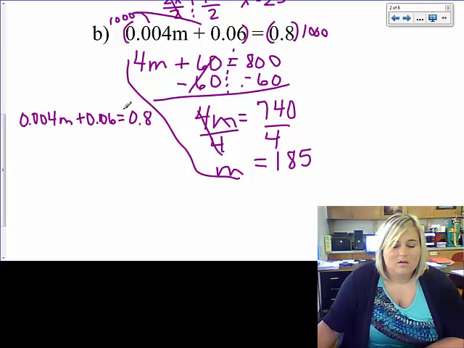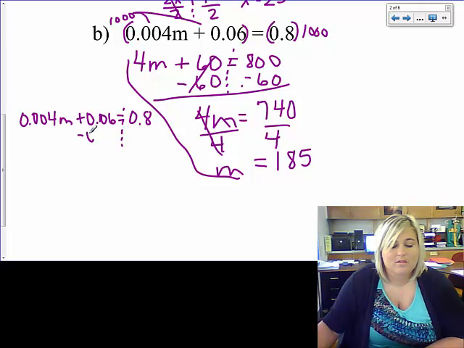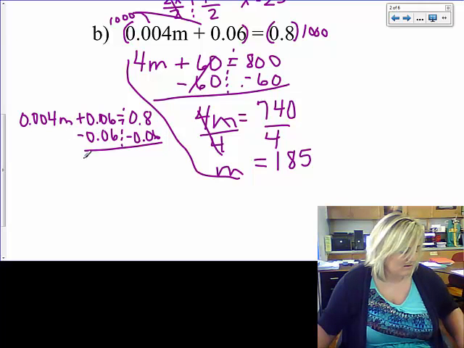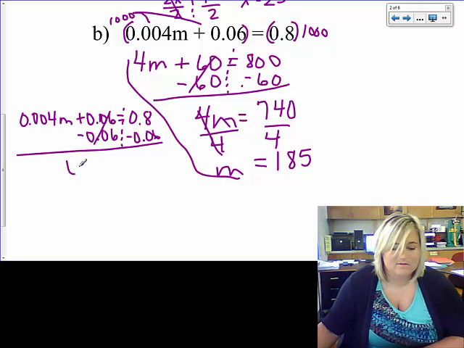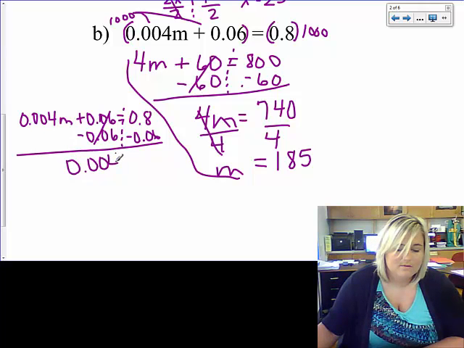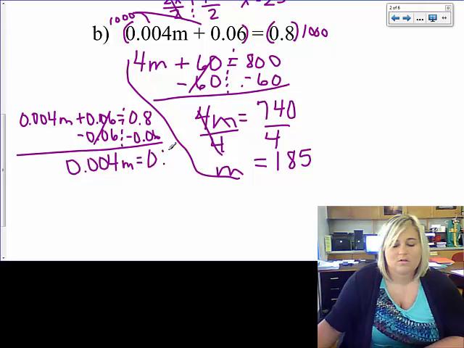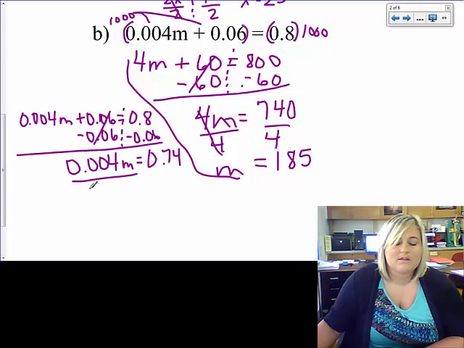So on the left hand side is where my variable is at. The farthest thing away from m is this 6 hundredths. So I'm going to subtract 6 hundredths from both sides. Those will cancel. I'm left with 4 thousandths m equals, and if I have 0.8 minus 6 hundredths, that gives me 74 hundredths. And then again, I'm multiplying here, so the opposite would be to divide.